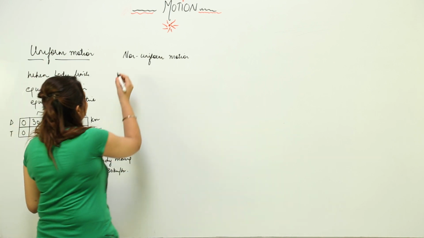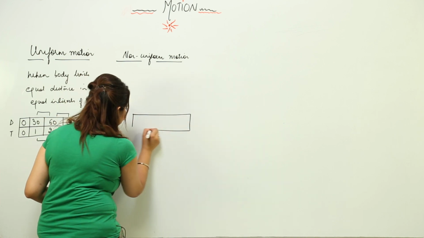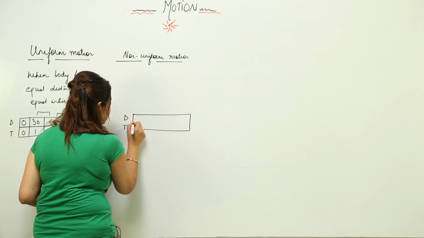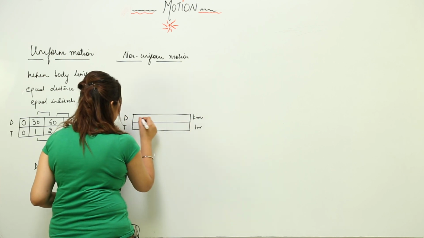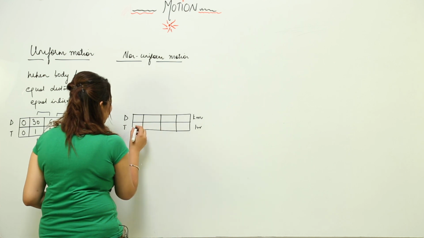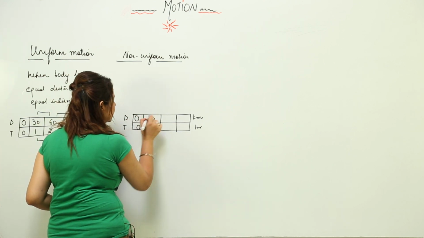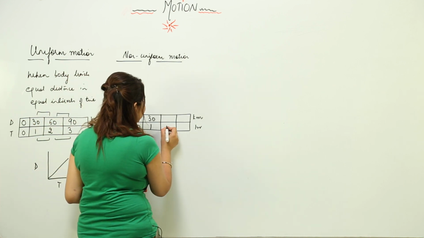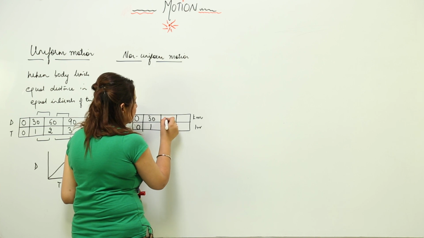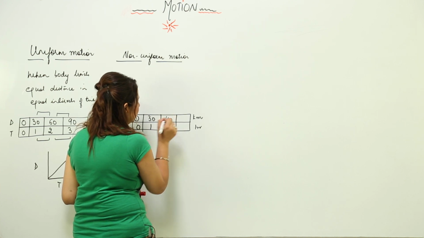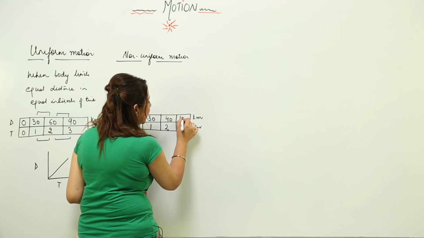Now what about non-uniform? Suppose I plot again a same graph like this, this is my distance-time, distance expressed in kilometers, time in hours. When time is 0, distance is 0. When the time is 1 hour, distance comes out to be 30 kilometers. When time is 2, the distance comes out to be 40 kilometers, and when the time is 3 hours, the distance comes out to be 100 kilometers.